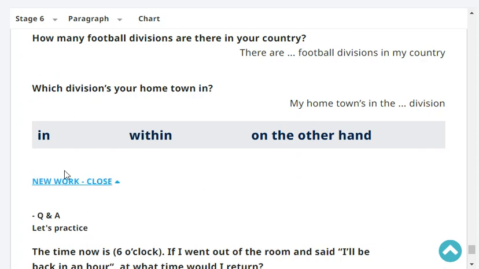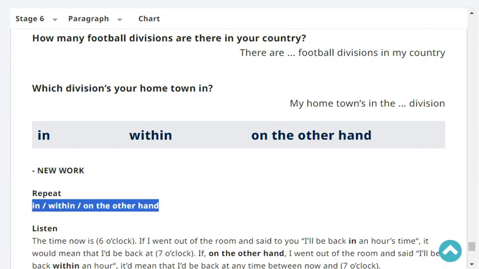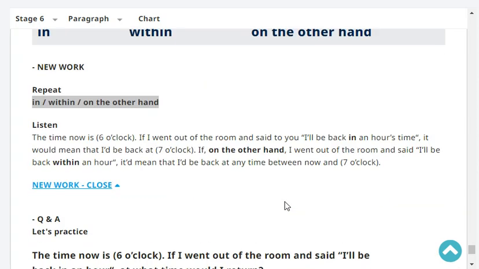Thanks. Repeat: in, within, on the other hand. Very good. Okay, listen. For example, the time now, let's say it's 7 o'clock. If I went out of the room and said to you, I'll be back in an hour's time, it would mean that I'll be back at 8 o'clock. If, on the other hand, I went out of the room and said, I'll be back within an hour, it'd mean that I'd be back at any time between now and 8 o'clock.